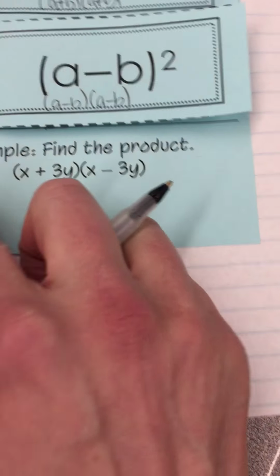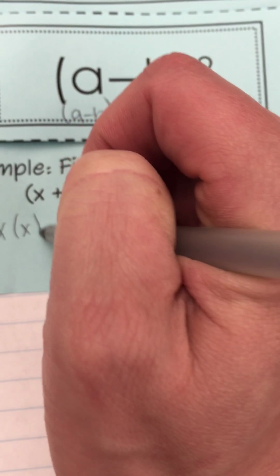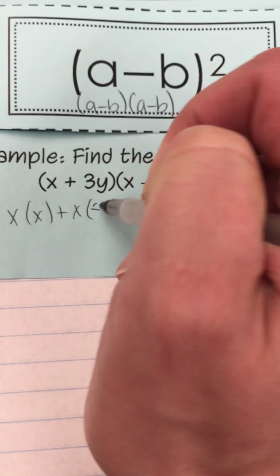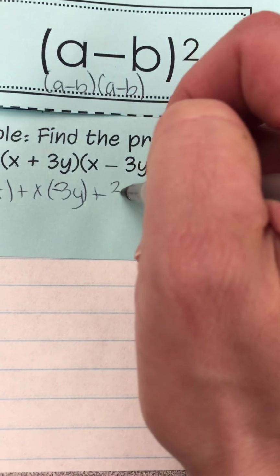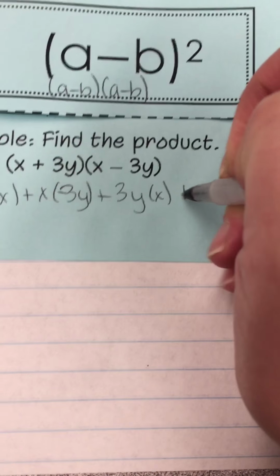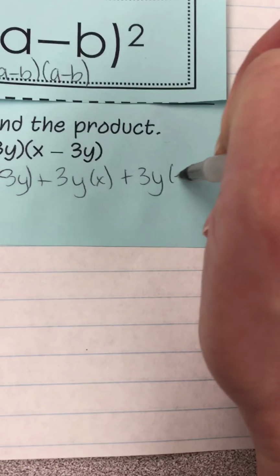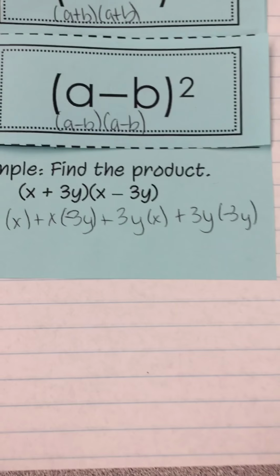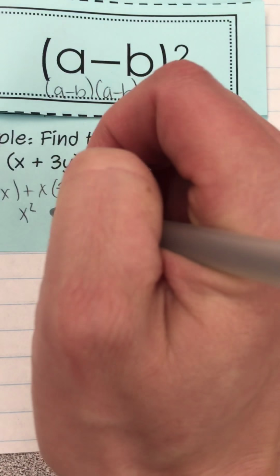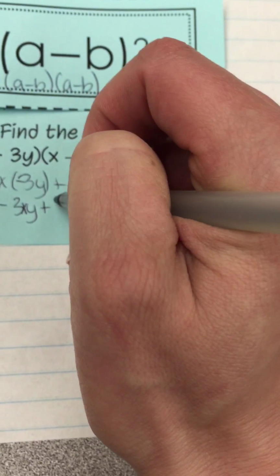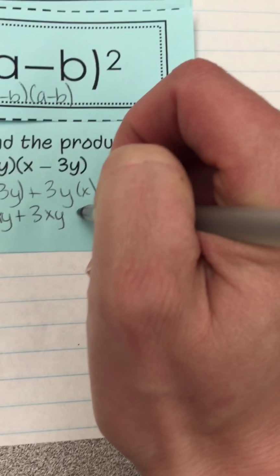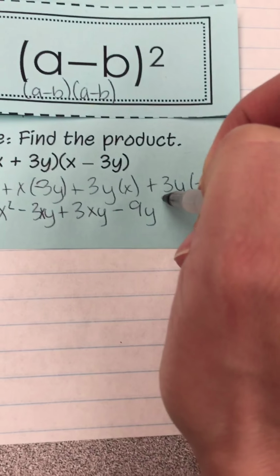And the final example, a plus b times a minus b. I'm going to distribute this x to both terms. x times x plus x times negative 3y. Now I'm going to multiply this 3y by both terms. It's a positive 3y times x and a positive 3y times negative 3y. When I do that multiplication, I get x squared minus 3xy plus 3xy minus 9y squared.